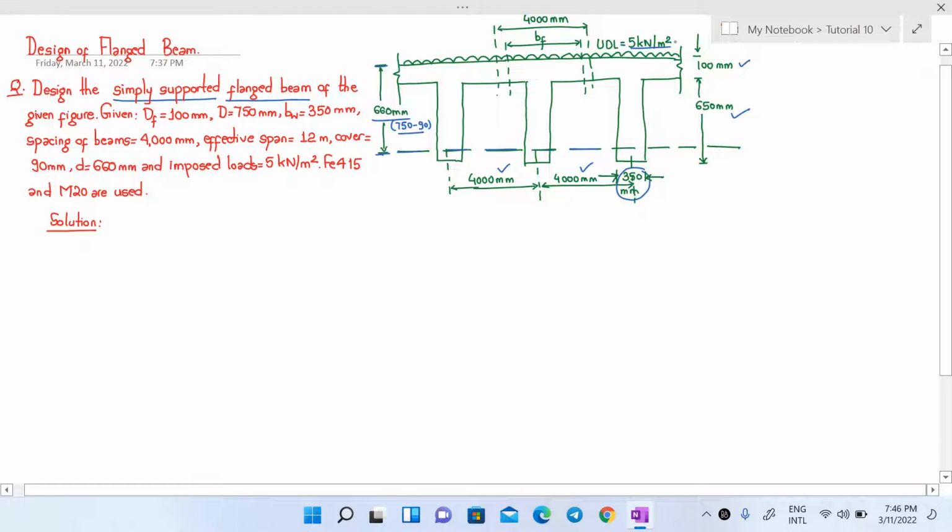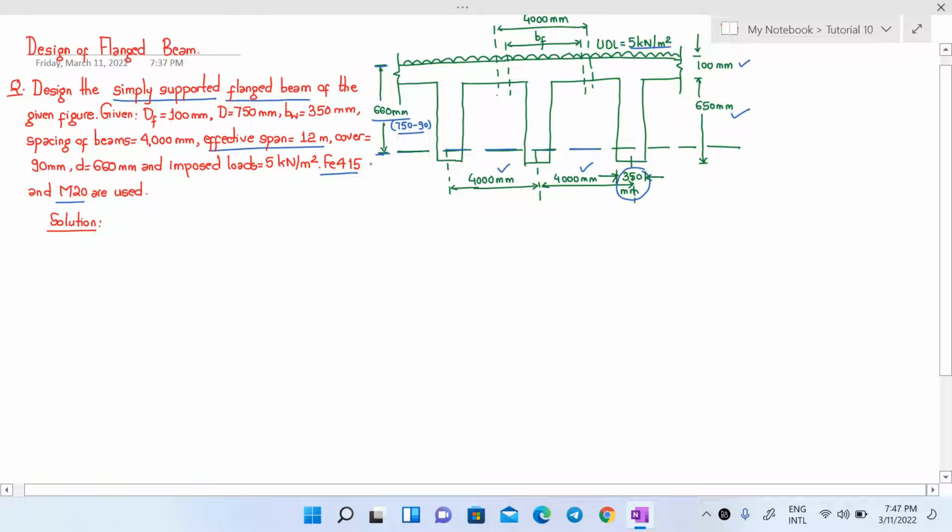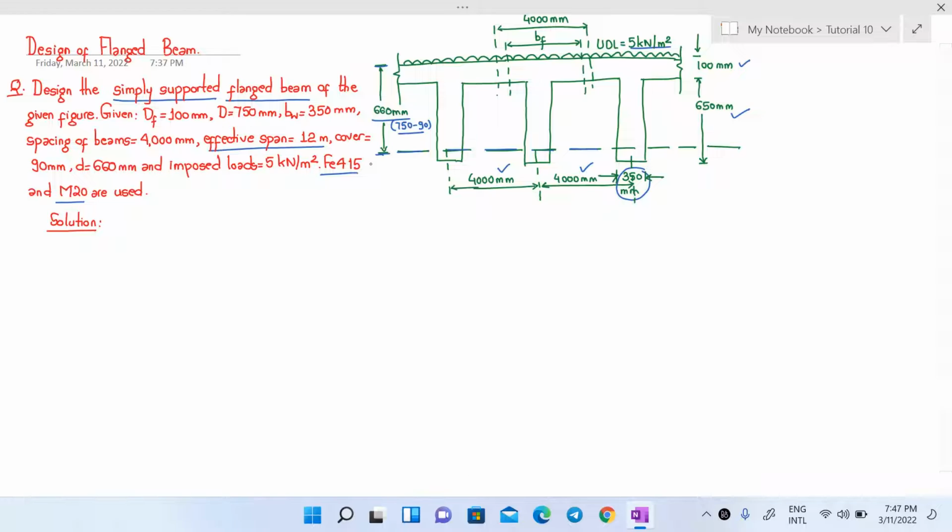Besides, we are also given the effective span of the beam, which is 12 meter, and we have to consider that the concrete grade that we will be using is M20 and the steel is Fe415 grade. So in this design problem, all our dimensions have been given here for the beam that we will be designing. The only thing left for us to design is the amount of reinforcement, and we will design for the reinforcement in this numerical.